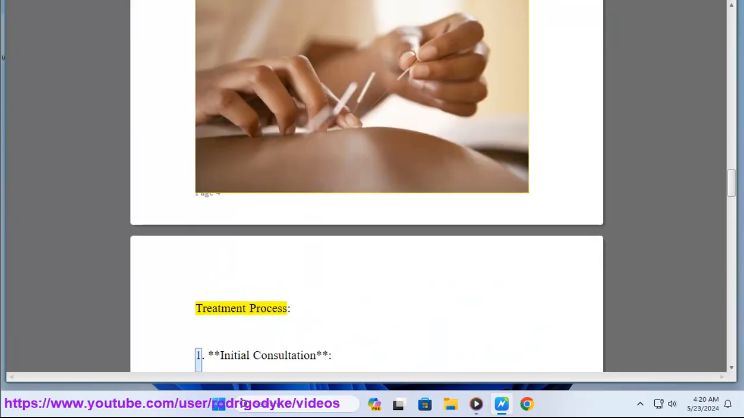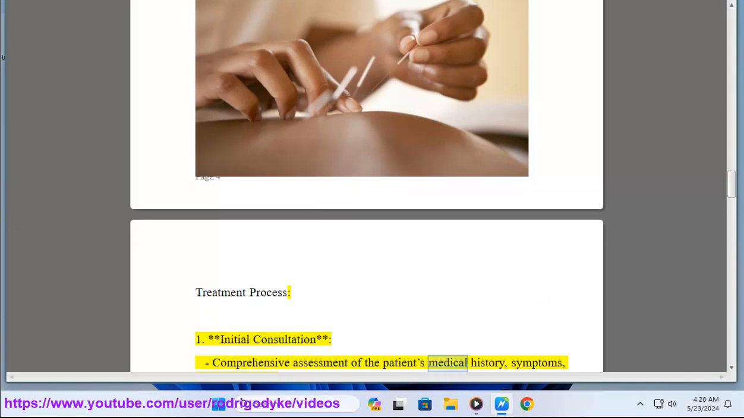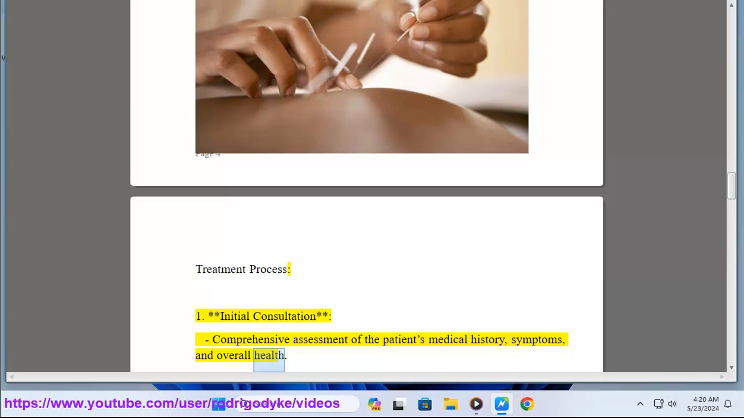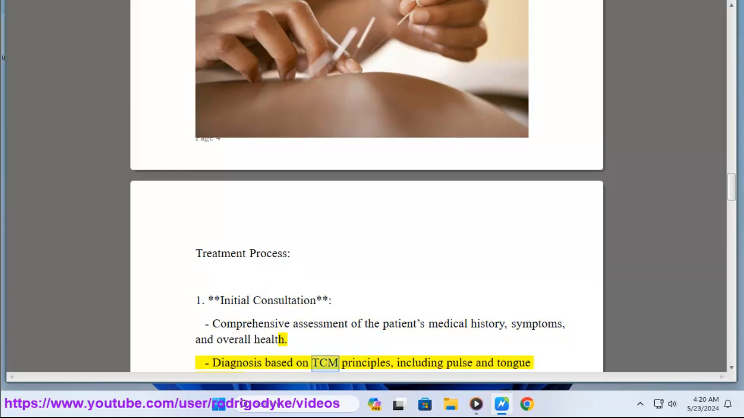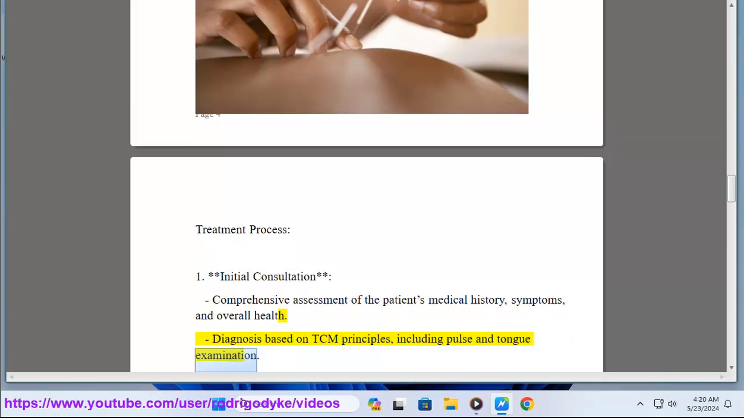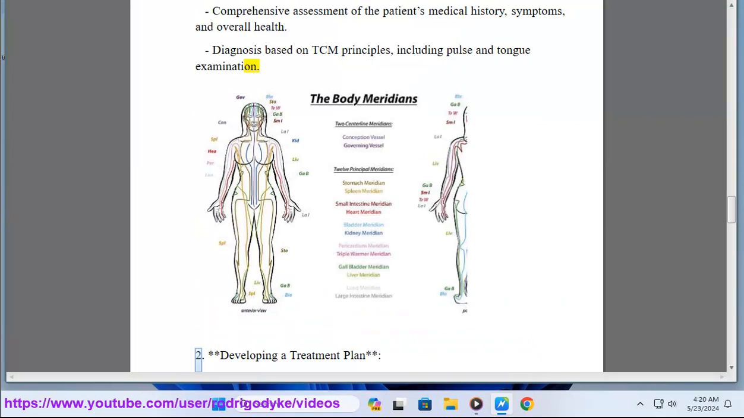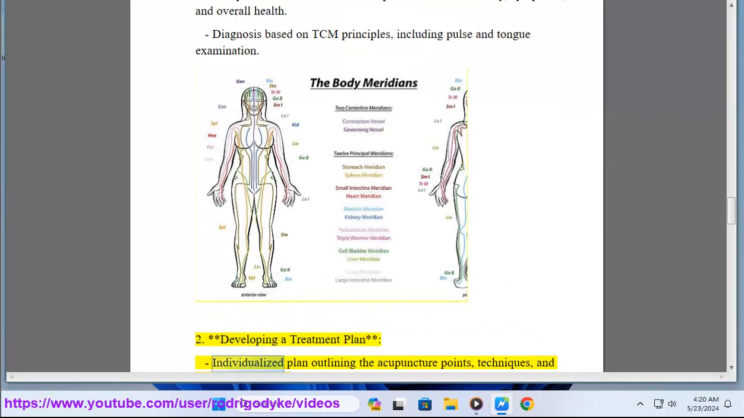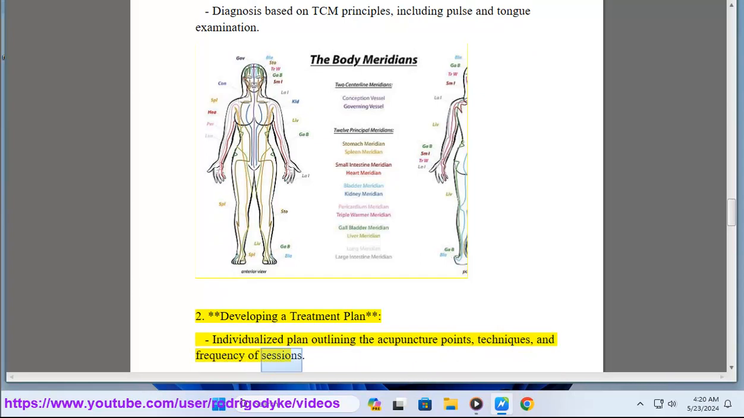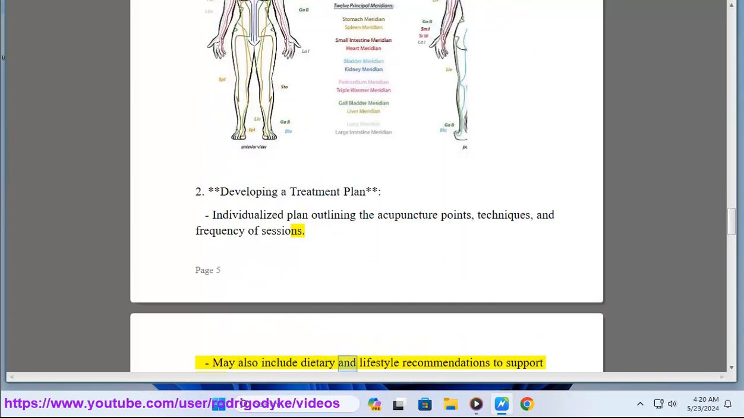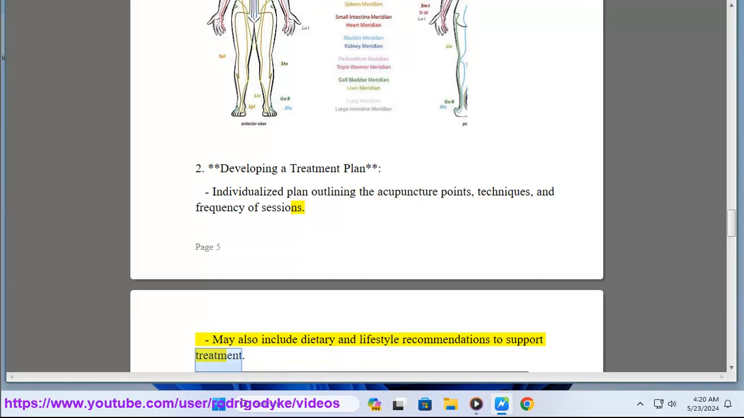Treatment process. 1. Initial consultation: comprehensive assessment of the patient's medical history, symptoms, and overall health. Diagnosis based on TCM principles, including pulse and tongue examination. 2. Developing a treatment plan: an individualized plan outlining the acupuncture points, techniques, and frequency of sessions. May also include dietary and lifestyle recommendations to support treatment.